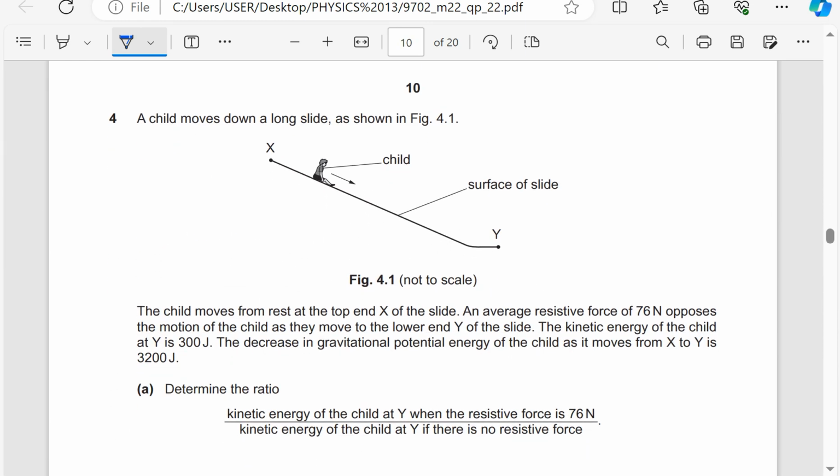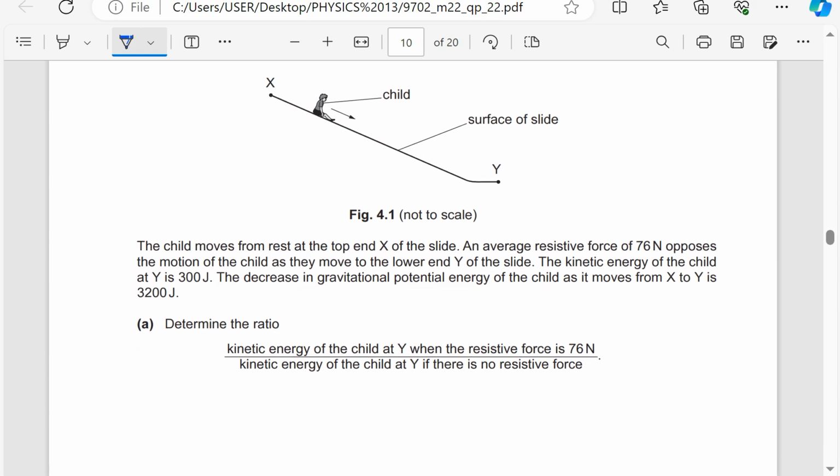Question 4. A child moves down a long slide as shown. The child moves from rest at the top end X of the slide. An average resistive force of 76 newtons opposes the motion of the child as they move to the lower end Y of the slide. The kinetic energy of the child at Y is 300 joules. The decrease in gravitational potential energy of the child as it moves from X to Y is 3,200 joules.